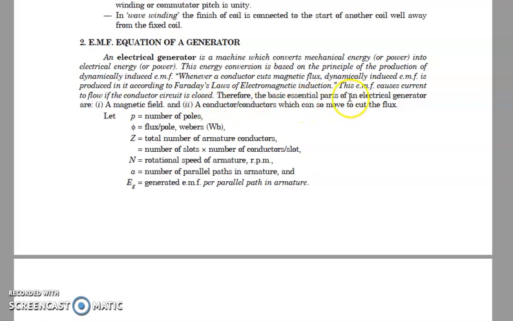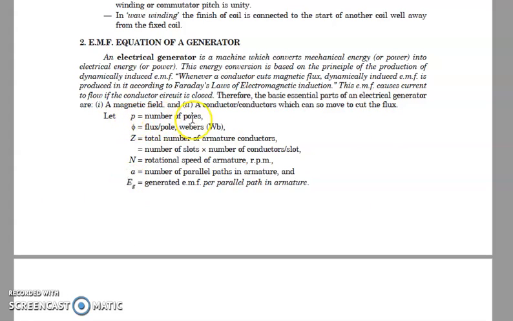Therefore, the basic essential parts of an electrical generator are: one is the magnetic field, and another one is the conductors, which can move so as to cut the magnetic flux. So when the flux changes, an EMF is generated according to Faraday's law. So let us first assume some of the terms.